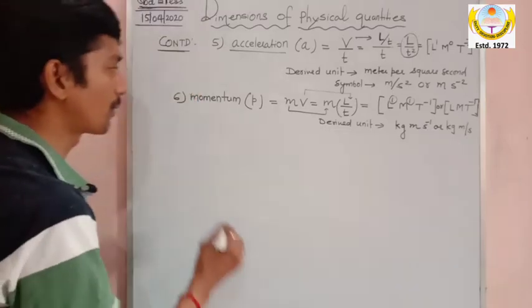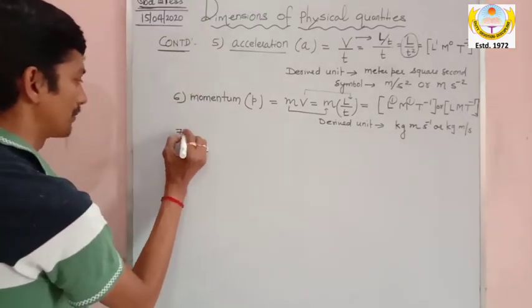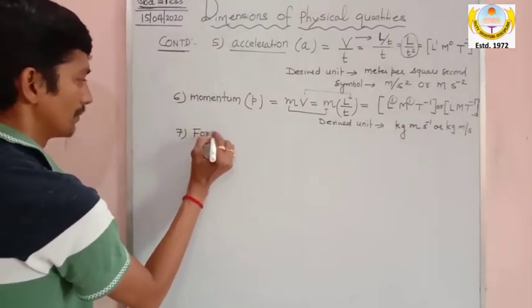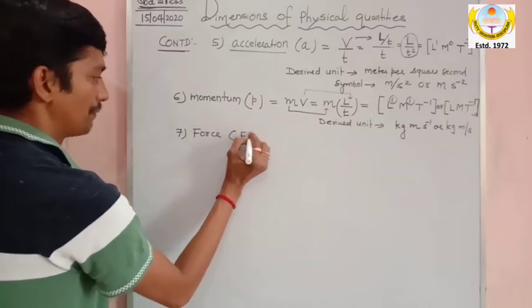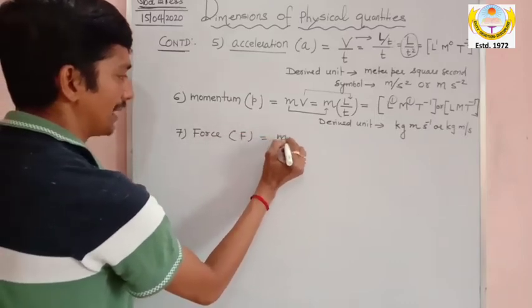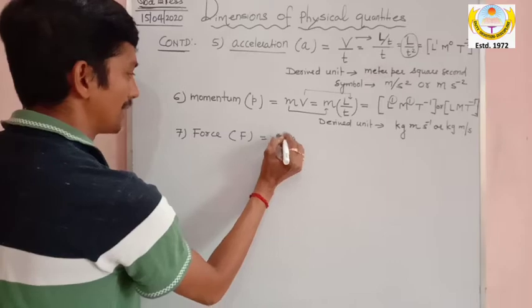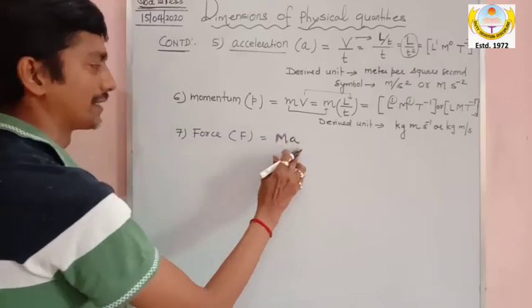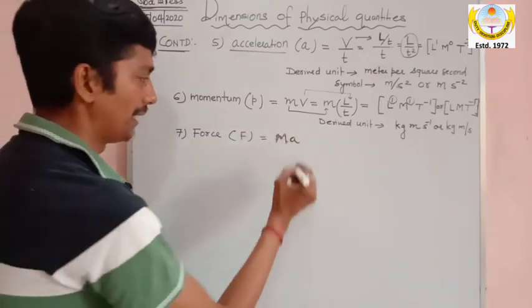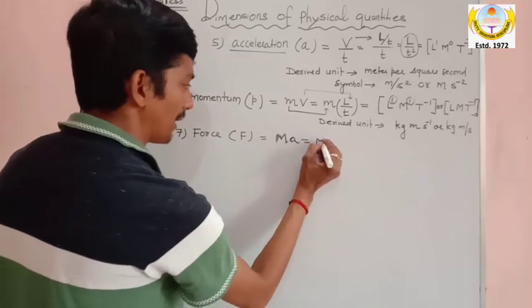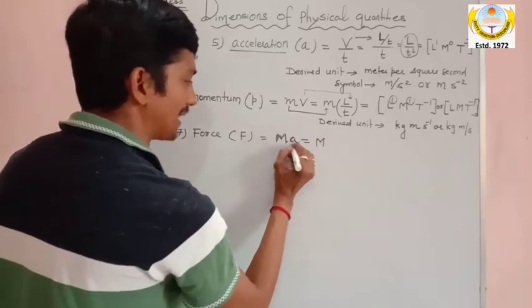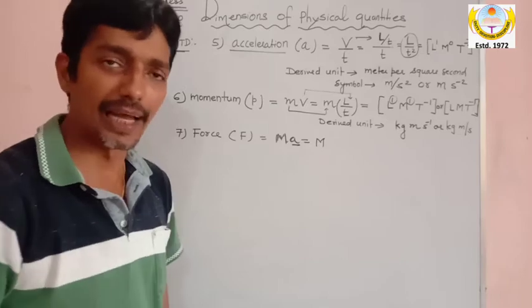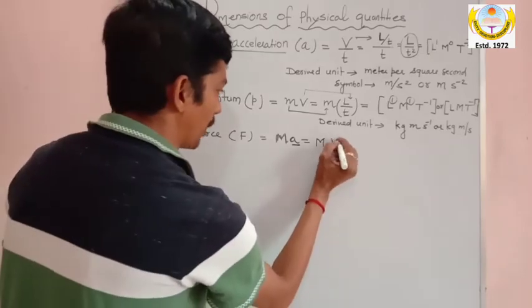Now my dear, the next quantity is the force, denoted by F. You all know the formula is mass into acceleration. Mass into acceleration is the formula of force. Now my dear, here mass I will write down as it is, mass, and acceleration is a derived quantity. Now acceleration can be written as velocity upon time.